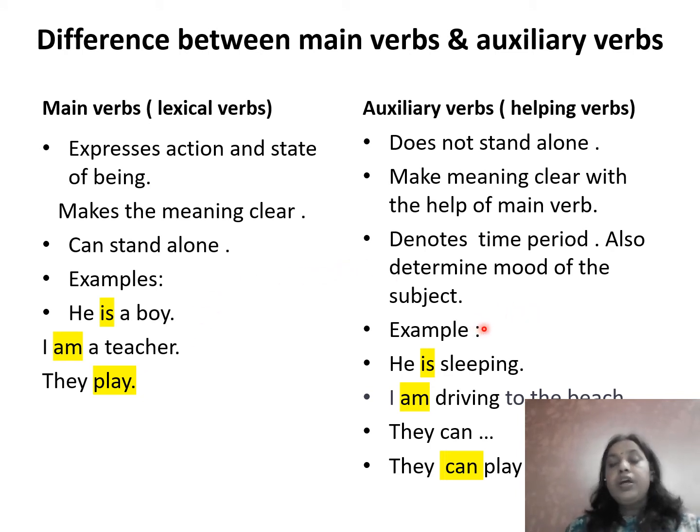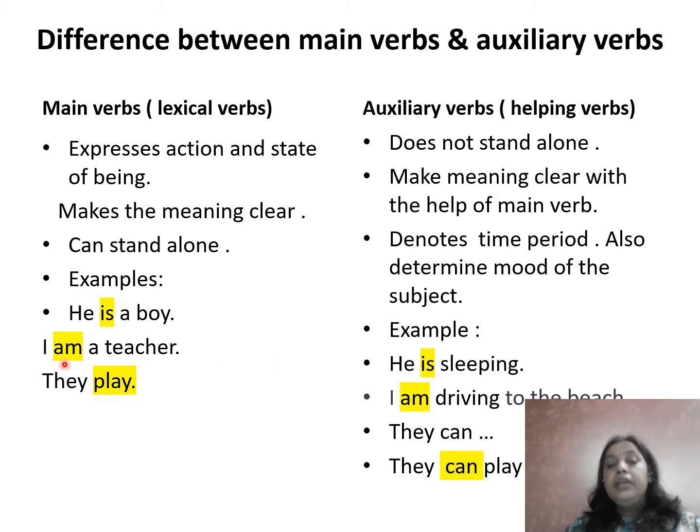All these points I taught you in my previous video, but again I am making it more expressive for your convenience. Now I am making it clear through some examples. Just see, he is sleeping. Here is is the main verb. Okay, but sleeping is the main verb and is is the auxiliary verb.